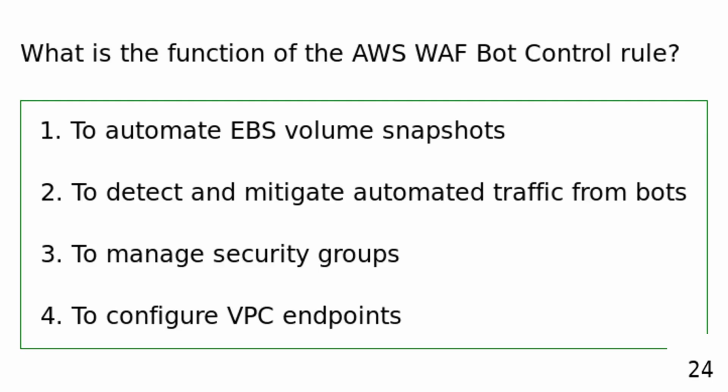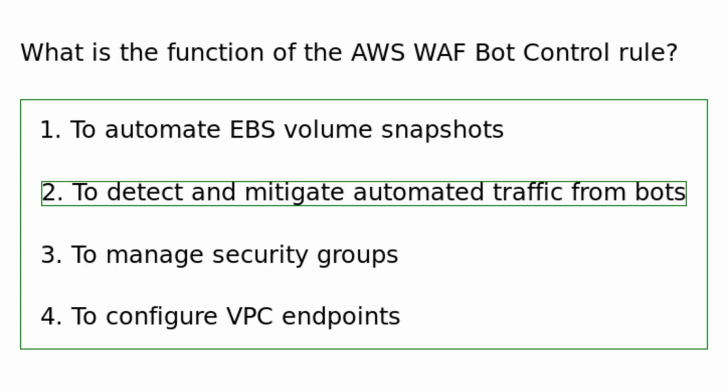What is the function of the AWS WAF bot control rule? To automate EBS volume snapshots. To detect and mitigate automated traffic from bots. To manage security groups. To configure VPC endpoints. The AWS WAF bot control rule is designed to detect and mitigate automated traffic from bots, ensuring that your web applications are protected from unwanted bot activity that may cause harm or disrupt normal operations.